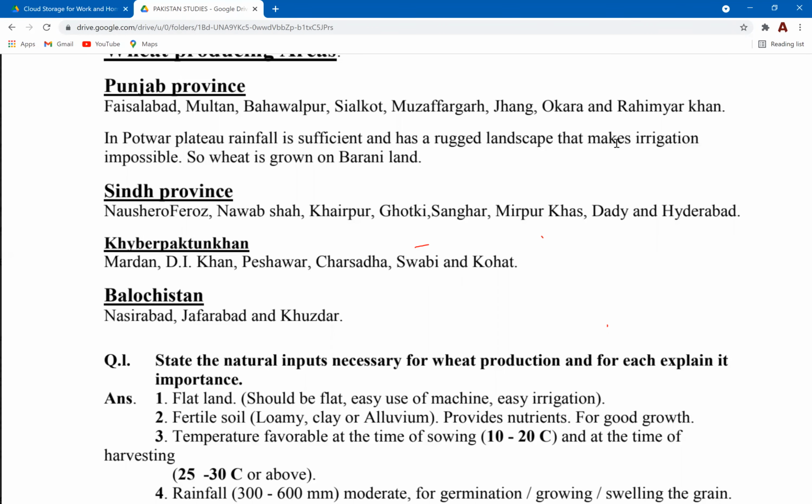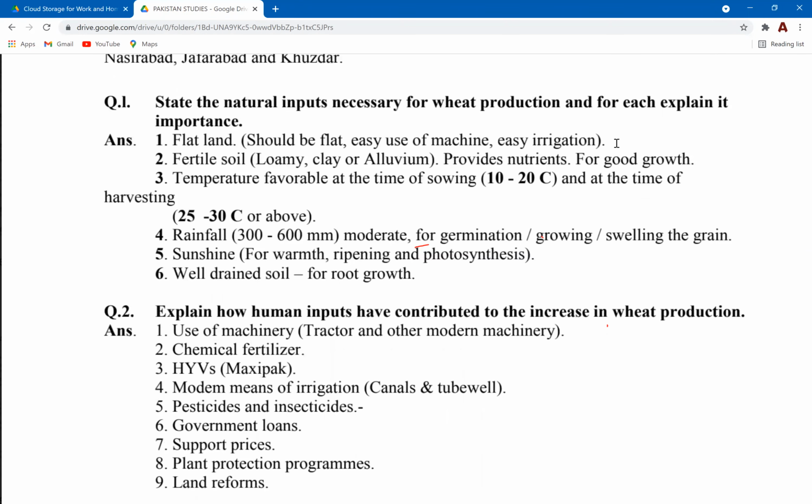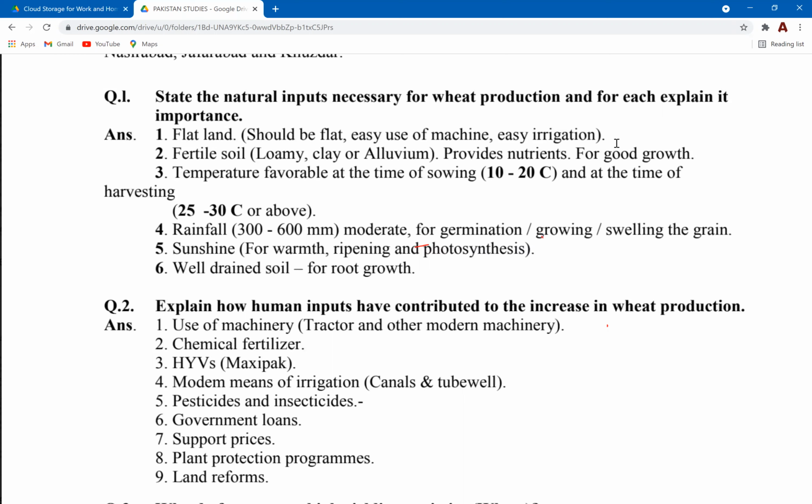So that's very important. Now you can see a few questions as well. State the natural inputs necessary for wheat production. Explain. So you just have to maybe write 3 to 4 inputs. If you write flatland, explain that. Fertile soil, explain that. Temperature, explain that, right? So this is how you explain the inputs.